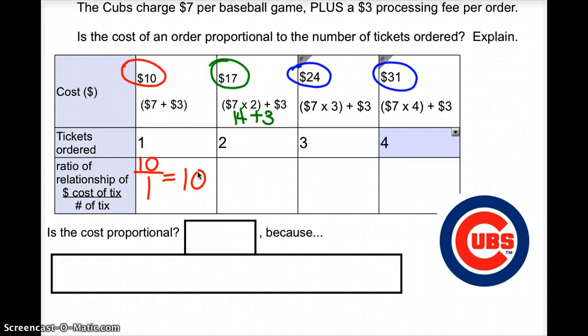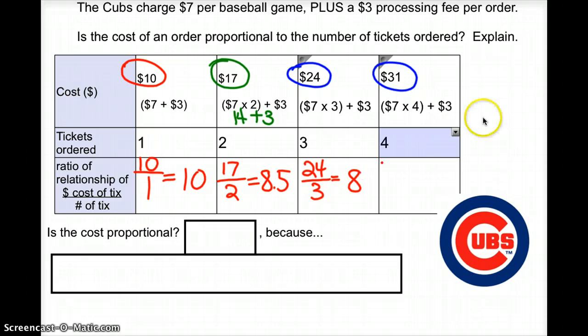When we look at the next one, we have $17 for 2 tickets. I would use my calculator and I would get a decimal, 8.5. If I looked at buying 3 tickets, it's $24 for 3 tickets, which simplifies to 8. And lastly, $31 for 4 tickets, which simplifies. I find the answer using my calculator, 31 divided by 4, and I would get 7.75.